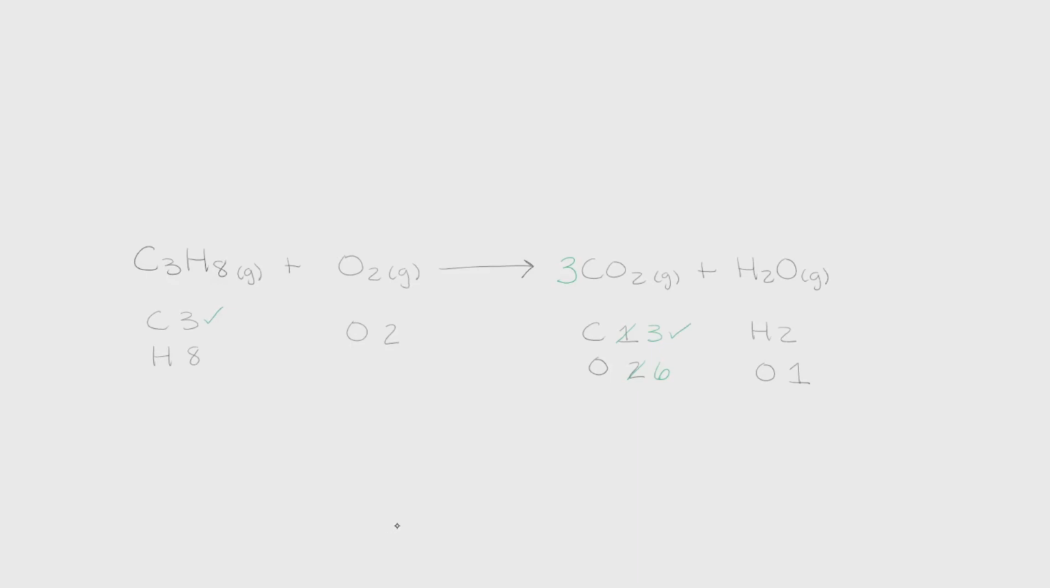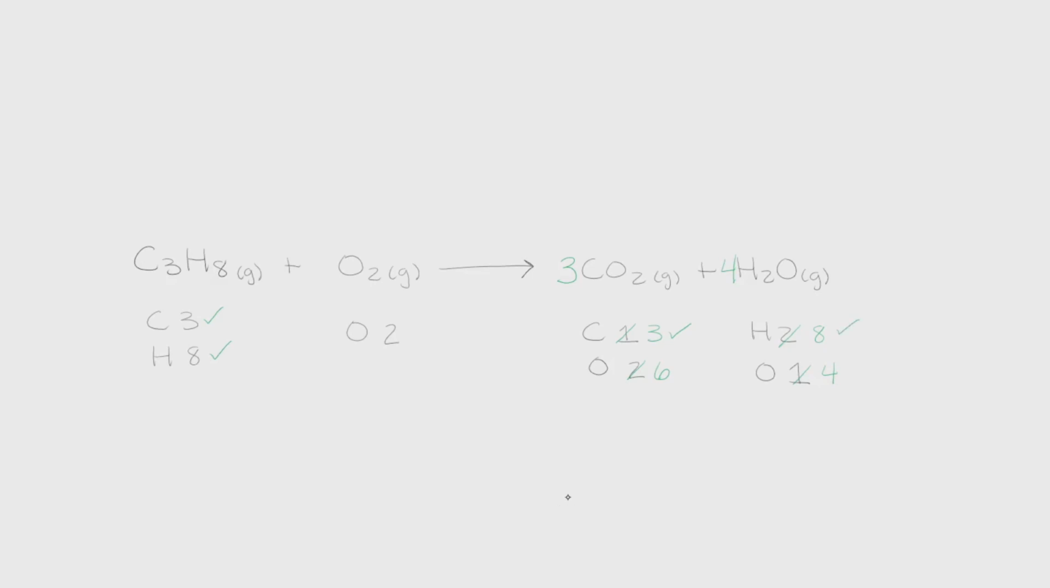Next, we'll balance the hydrogens. We have 8 hydrogens on the reactant side and 2 hydrogens on the product side. So we'll need to put a 4 out in front of water, and that changes our hydrogen to 8 and oxygen to 4. So it appears that our hydrogens are balanced.